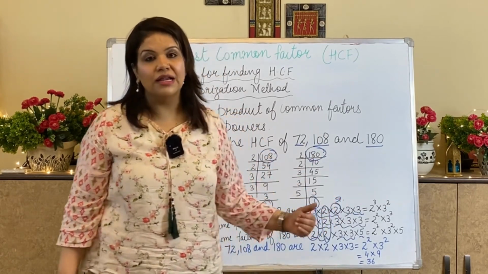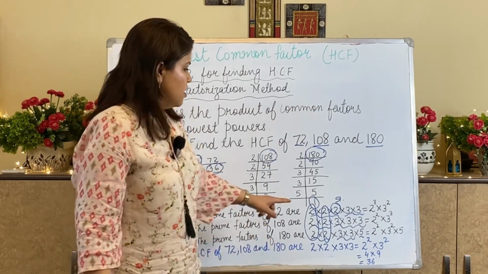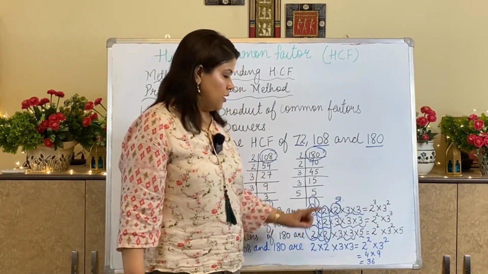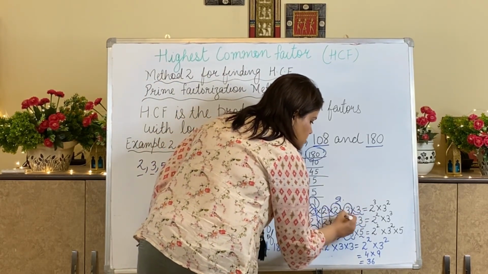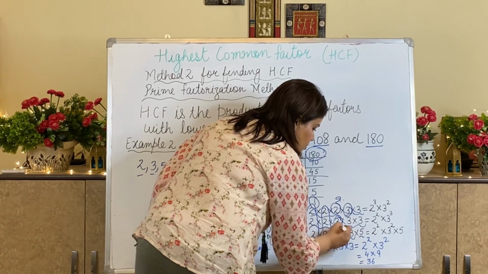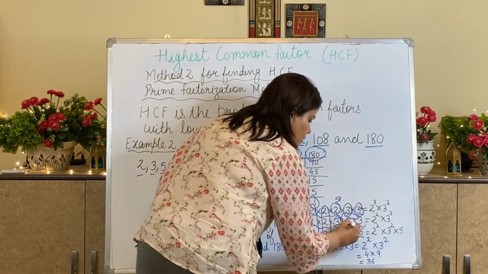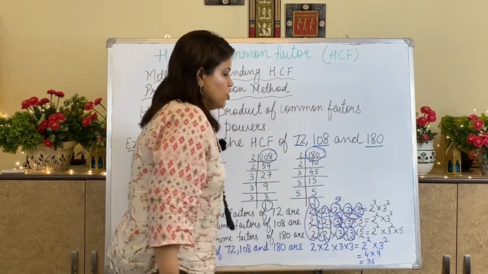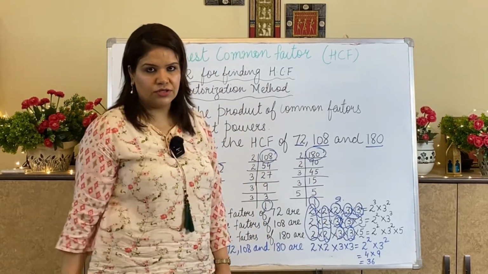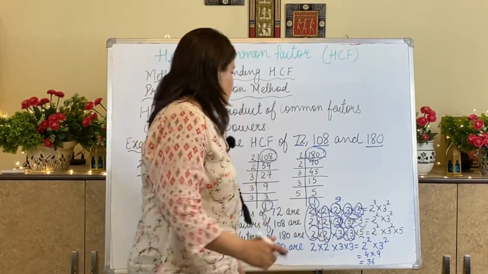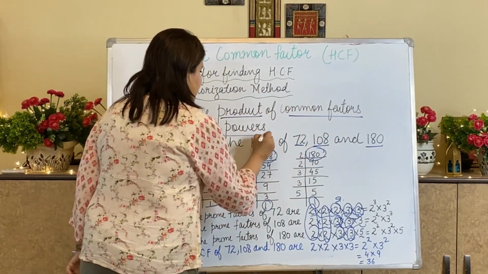That's why we take the least power, because it will be common in all the 3 numbers, not the greatest power. Now after 2, I am checking 3. For this 3, I have this 3. This is getting paired with it. Now with this 3, it is getting paired with this, and it is getting paired with this. So that means 3 raised to power 2 is my next common factor. So I need to find the product of common factors with least powers.